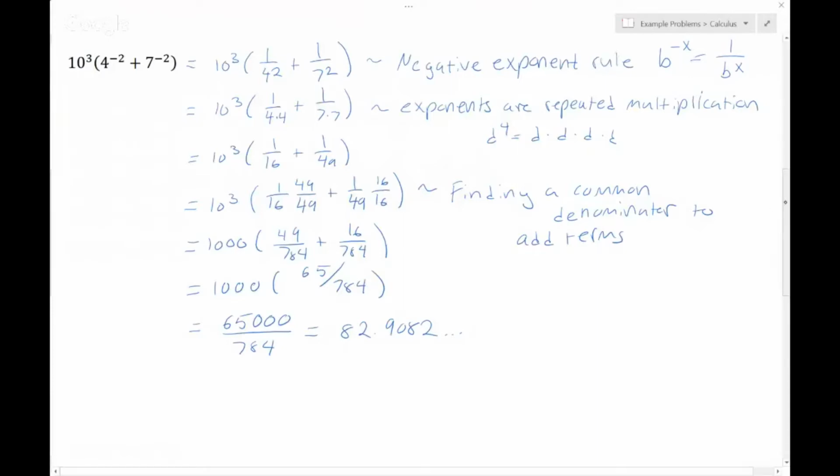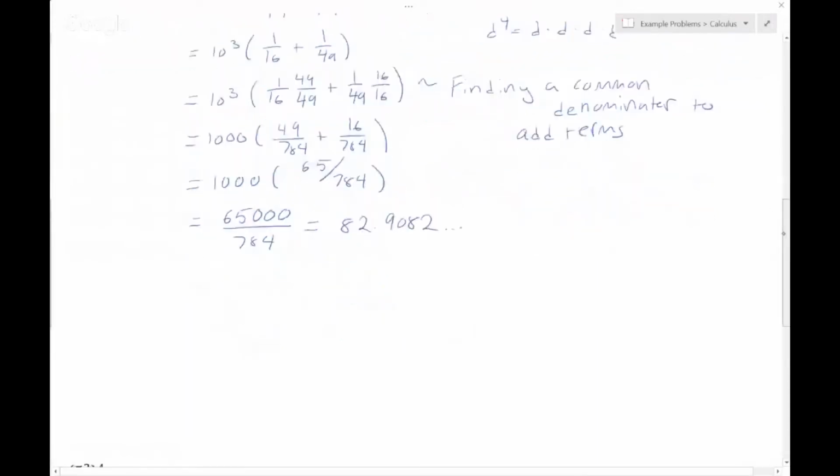Our next example is 5 raised to the third power raised to the fourth power divided by 5 raised to the third power raised to the second power. In this example, we can first use the power to a power rule to simplify our exponents. As you can see, I can talk a lot faster than I can write.